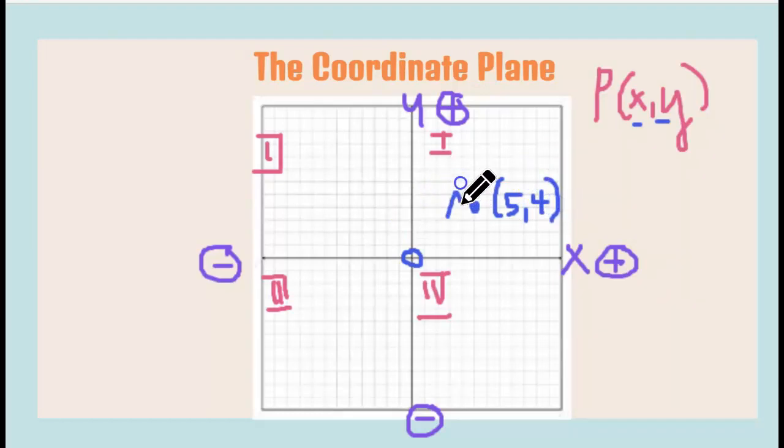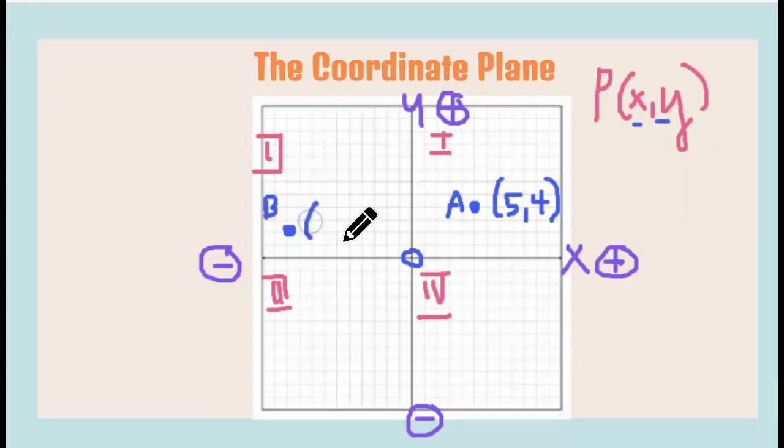So we could label this as point A, and all the points in the first quadrant will always be positive because the x is positive and the y is positive. So let's double check. 1, 2, 3, 4, 5. That's correct. And 1, 2, 3, 4. That's right. All right, so let's randomly plot a point, and it's here. And let's label it B.